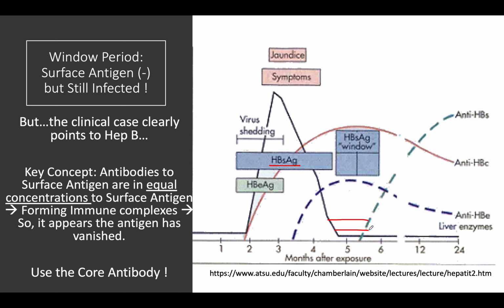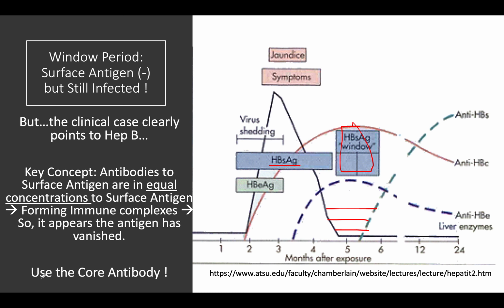Neither one of them will be present in the serum, so to speak, because they'll be complexed together. They will be gone from serum, and that is called the window period. And that, as you can see here, is when they are basically in a 1-to-1 ratio together. So let's read together here. The key concepts: antibodies to the surface antigen are an equal concentration to the surface antigen, forming immune complexes, so it appears that the antigen, and it should say the antibody, have vanished from the serum. Okay, so how are you going to diagnose in a vignette or in a serology that the patient still has a hepatitis B infection going on and that you are indeed in the window period?